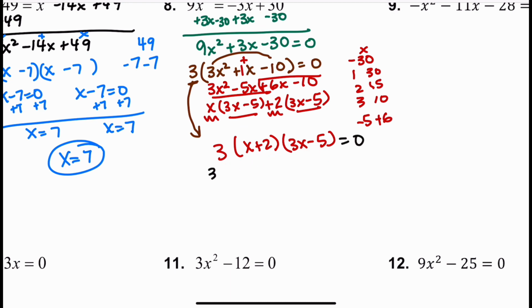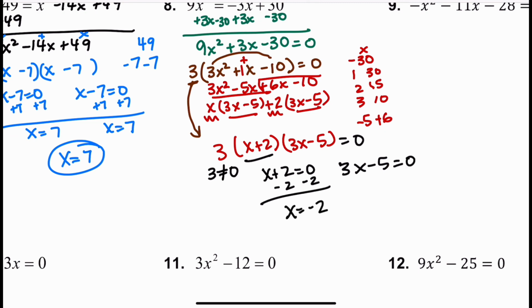Now, 3 will not equal 0 ever, so that can't be part of the solution. But we can have x plus 2 equals 0 and 3x minus 5 equals 0. We minus 2 from both sides, so x could equal negative 2. If we add 5 to both sides, 3x equals 5, divide by 3, and x equals 5 over 3.